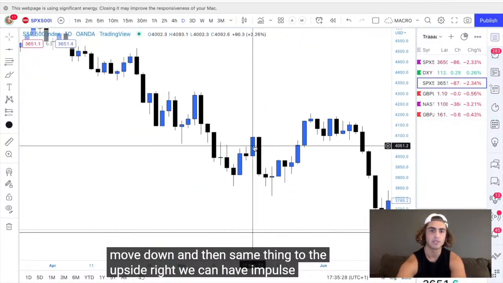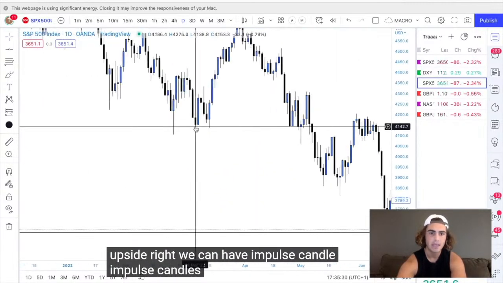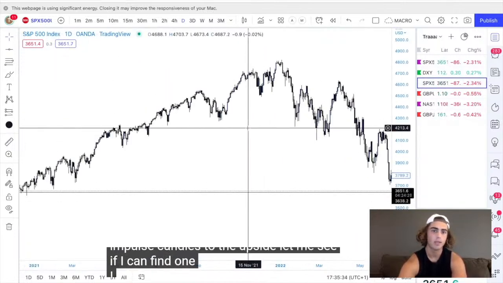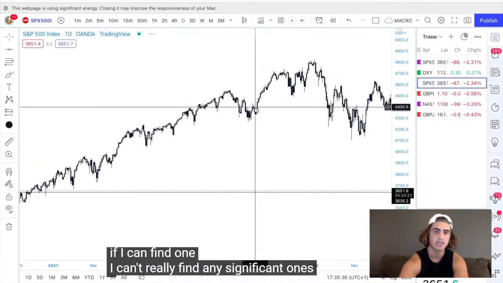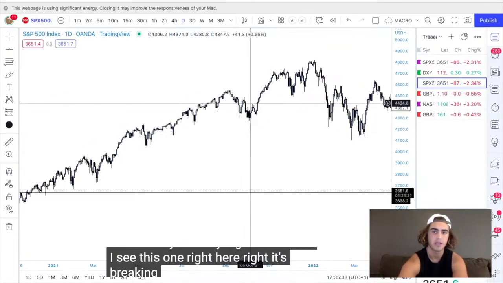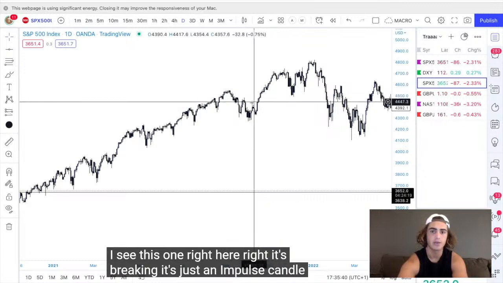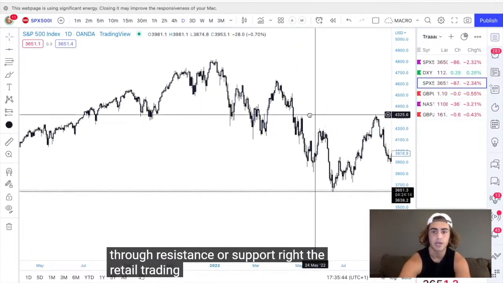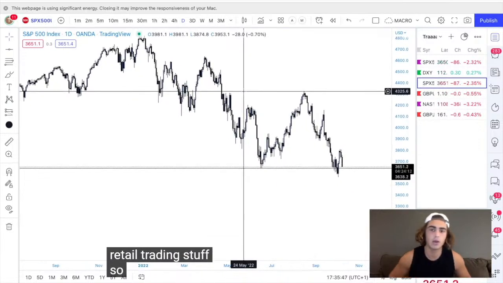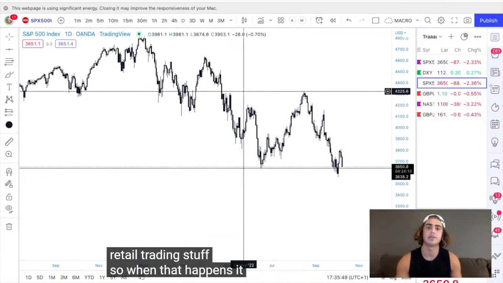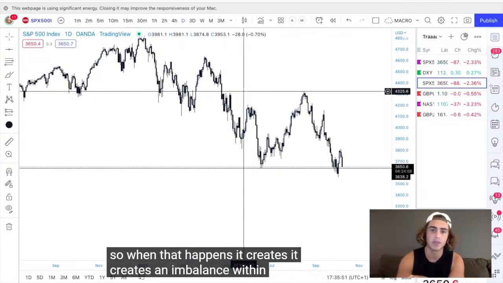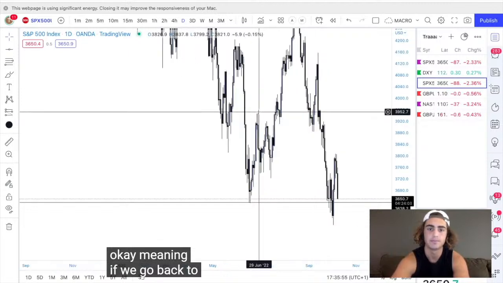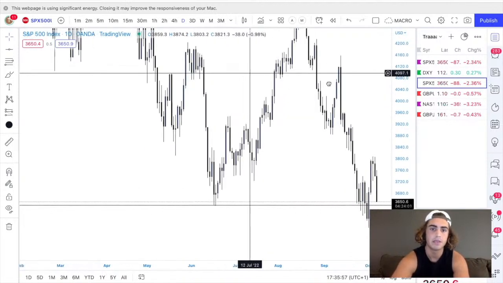We can have impulse candles to the upside. Let me see if I can find one. I can't really find any significant ones. I see this one right here, right? It's just an impulse candle breaking through resistance or support, the retail trading stuff. So when that happens, it creates an imbalance within the market, okay? Meaning, if we go back to this impulse candle, right?